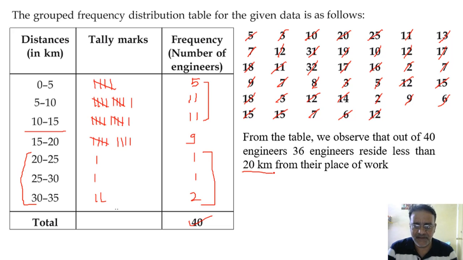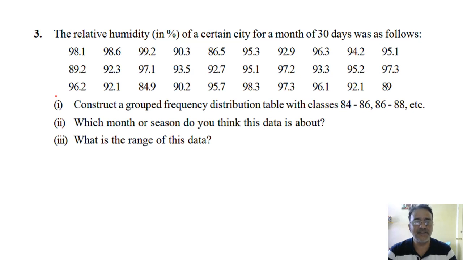write your observation. Even one more observation I'm going to tell you. Between 5 to 15 kilometer, more than 50% are there. Is that clear? Yes, sir. Okay, now the third question.